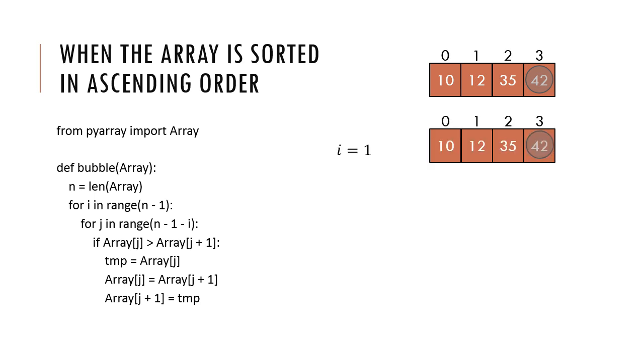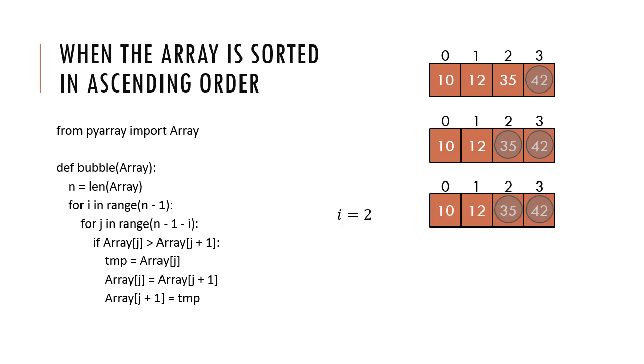We start the second pass. i equals 1. j equals 0. We compare 10 and 12. No swap required. j equals 1. No swap is required for 12 and 35. 35 is in its correct position.